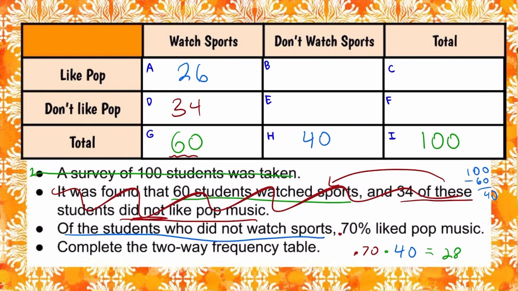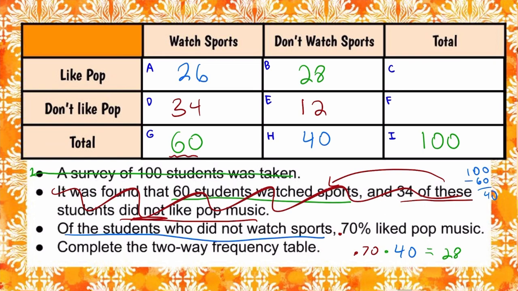So when they talk about the pop music, that's up here. And you could fill in a missing box here. So for the people who don't watch sports, if there are 40 in total, 28 like pop, how many don't like pop? We just have to subtract. 40 minus 28 would be 12.